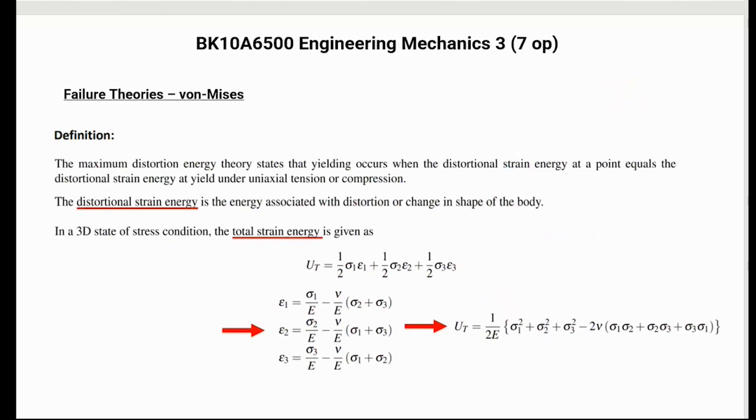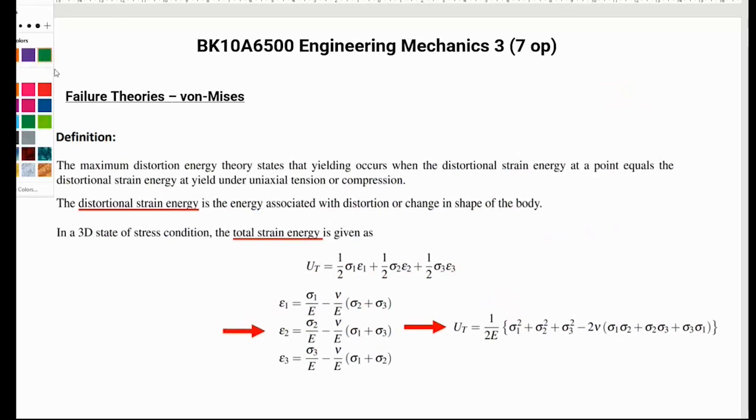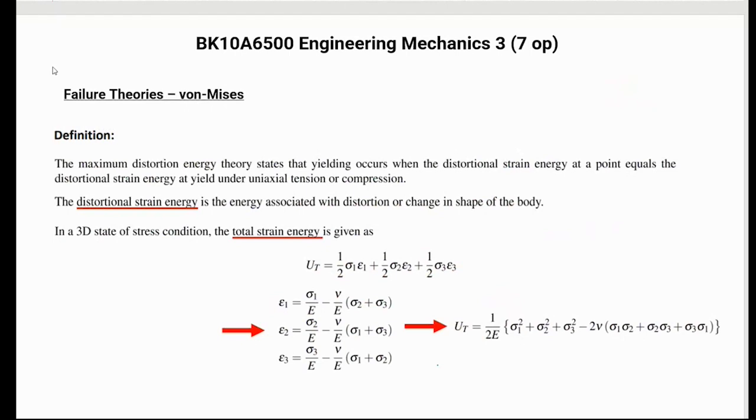You have seen this equation already, most probably in the two-dimensional case. But it says that the maximum distortion energy theory states that yielding occurs when the distortional strain energy at a point equals the distortional strain energy at yield during uniaxial tension or compression. I mean, this is also referring to the simple tensile or compressive test mentioned above. So that's the baseline to develop these theories, or to propose these failure theories.